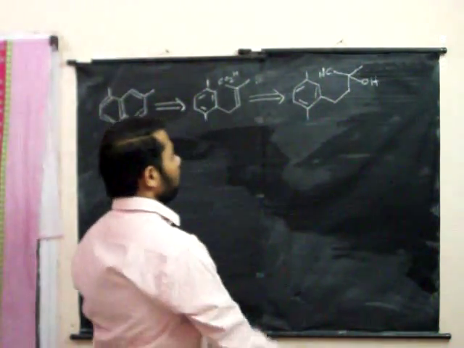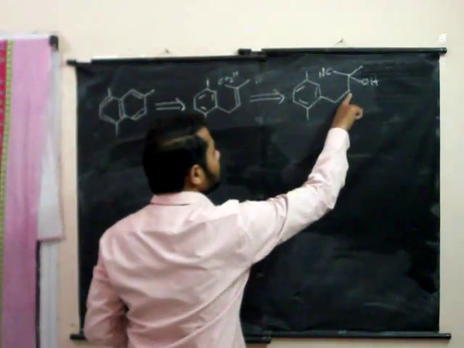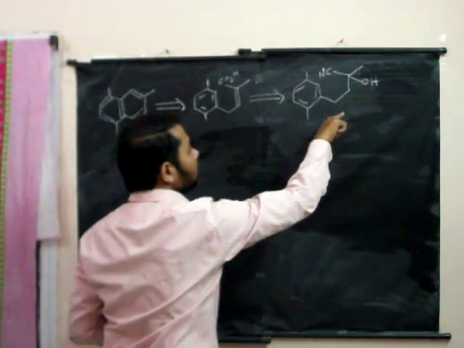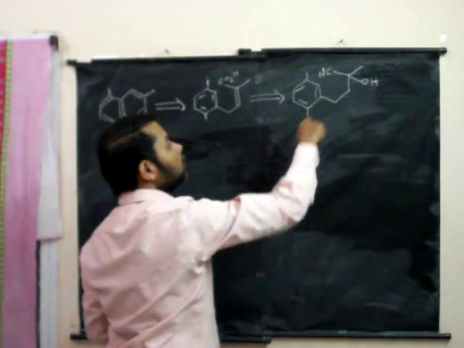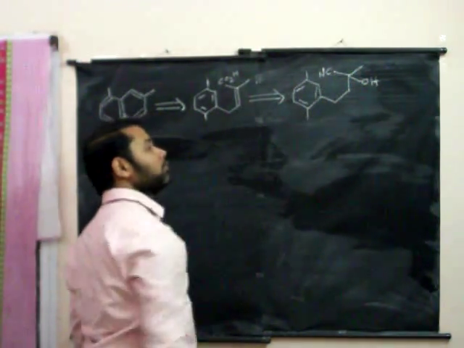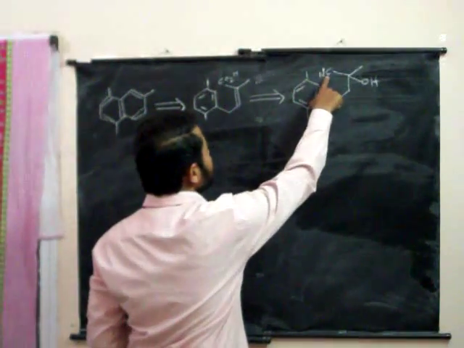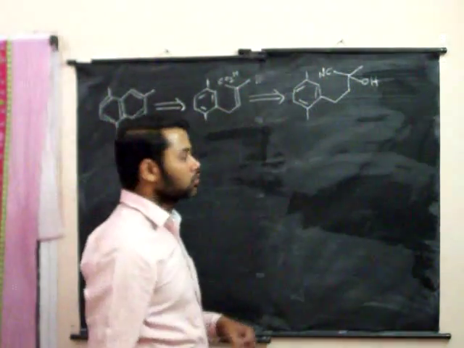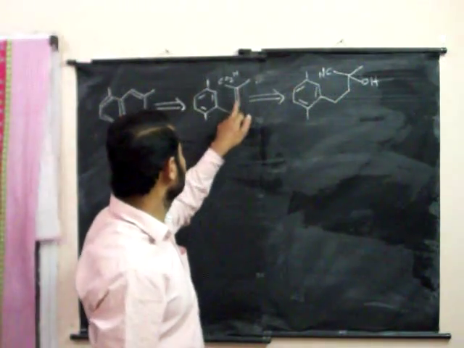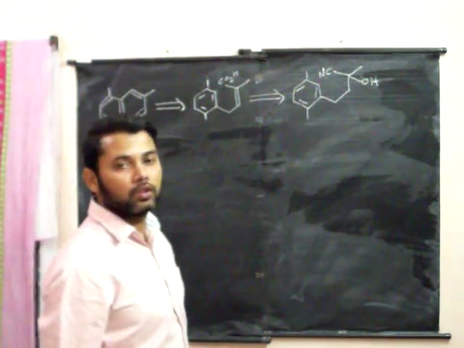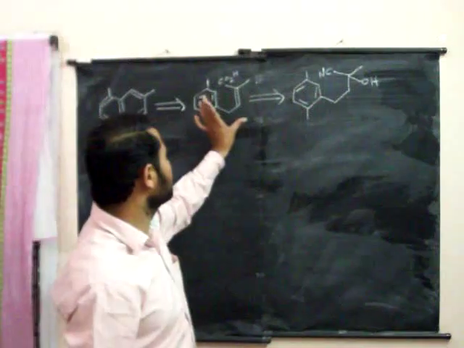Yes. Why? Because here dehydration, this side also dehydration will go, but this compound will also form in major amount. And hydrolysis of this cyanide group into acid group. So double bond will form here and acid group will form. So if we have this compound, we can synthesize this compound.